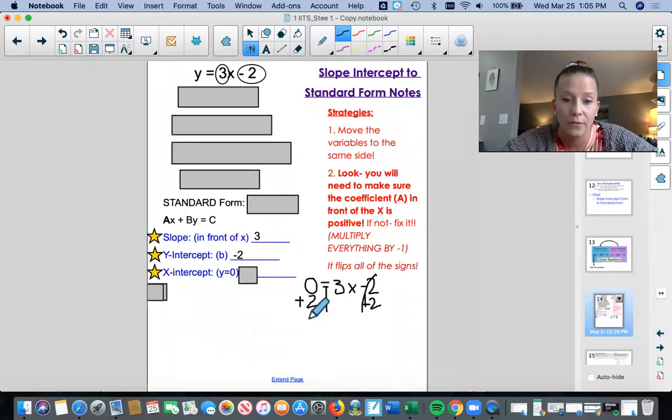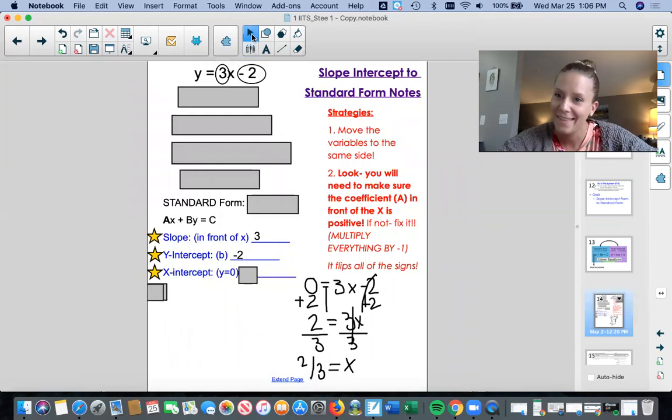Now we are left with 2 on this side, and on the other side we have just 3x. That's 3 times x, so to undo multiplication, I must divide both sides by 3. Canceling out, x is now by itself, so this is my x-intercept, and it is 2/3. I could leave it as a fraction or turn it into a decimal. That doesn't matter. There it is. So we actually answered all 3 of those questions before we even turned it into standard form. That is our last thing to do.